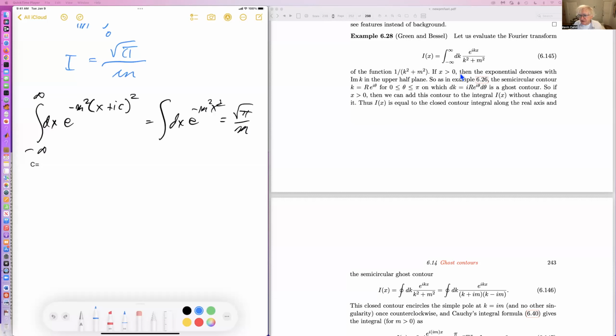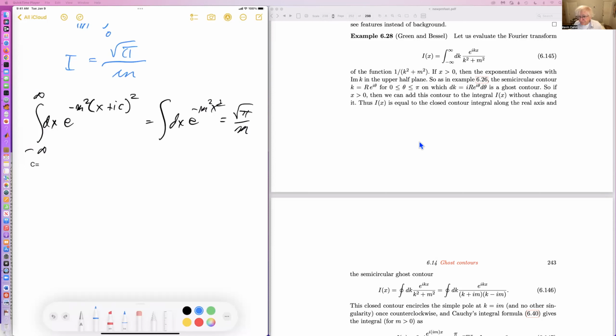If x is positive, then the exponential decreases as you go up in the imaginary plane, because the k then acquires a positive imaginary part. The i's, you get i squared times something positive if x is positive. And so the farther you go up in the upper half plane, the smaller the integrand. And so you can add r e to the i theta as a ghost contour in the upper half plane.